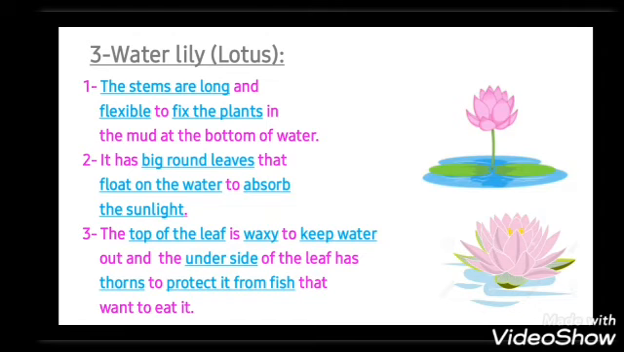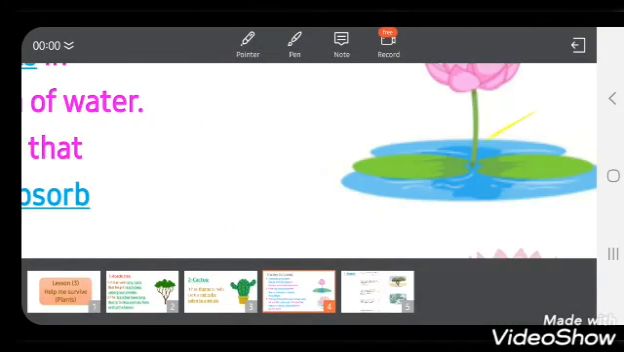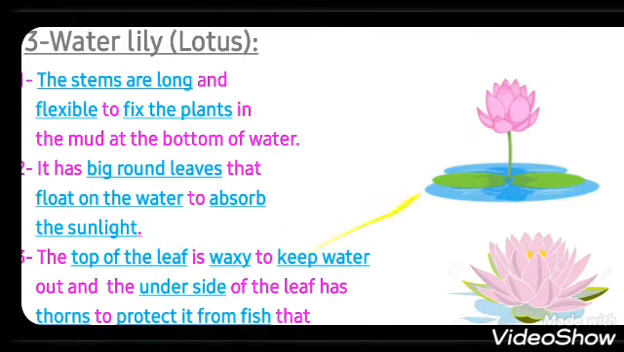Number 2, look at this picture, you will see the big round leaves. Big round leaves here, to float on the water. Look at these two green parts. They float on the water surface to absorb the sunlight. All of you know any plant needs the sunlight. So the function of the big round leaf floating on the water is to absorb the sunlight.